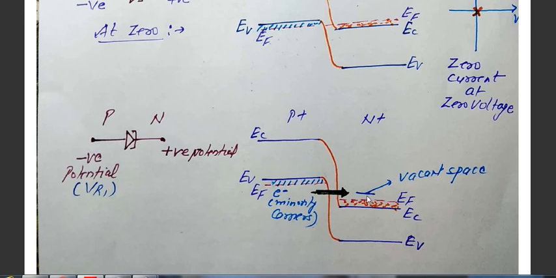Above the Fermi level towards the N plus side. So below this Fermi level we are having minority electrons, and above this Fermi level we are having vacant space. So minority electrons from the P plus side will tunnel across this depletion region and reach towards the N plus side and occupy the available vacant space, and due to this the current is going to flow.